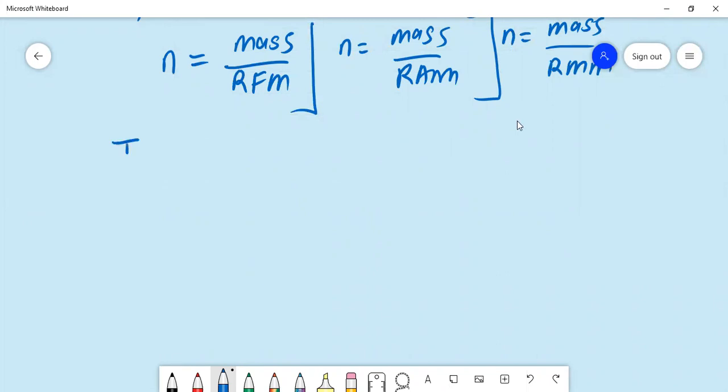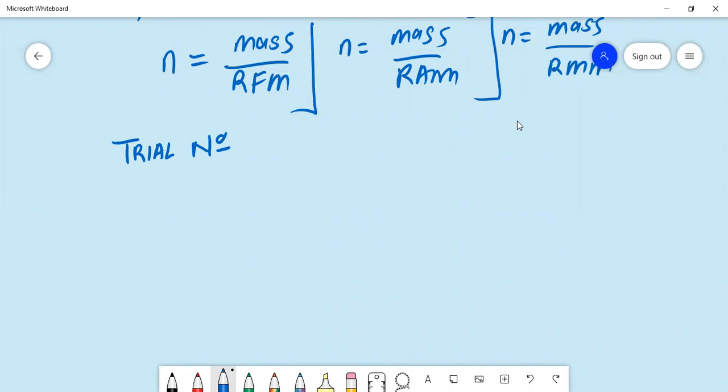So try your number. I think our mole concept is easy. But practice, people are scared of mole concept because they fear math. But when you take your time and analyze things step by step, they become easy.